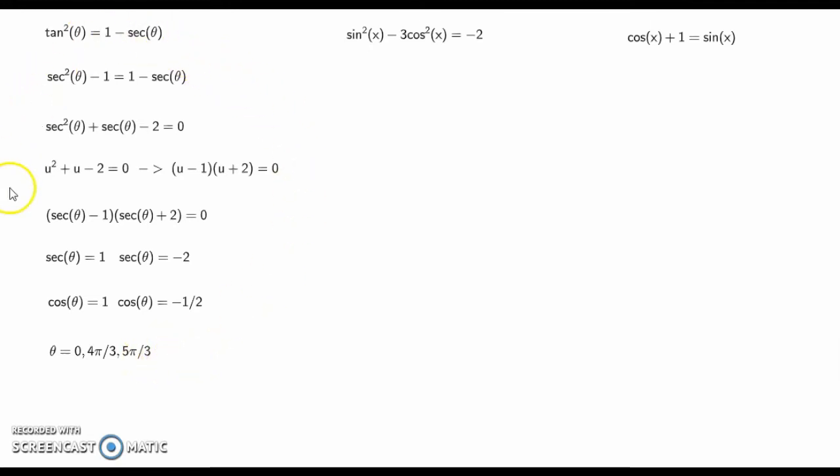If you need to go over that again, or if you have any questions, please let me know. But this is a relatively straightforward application of how this works. Now let's look at our next example.